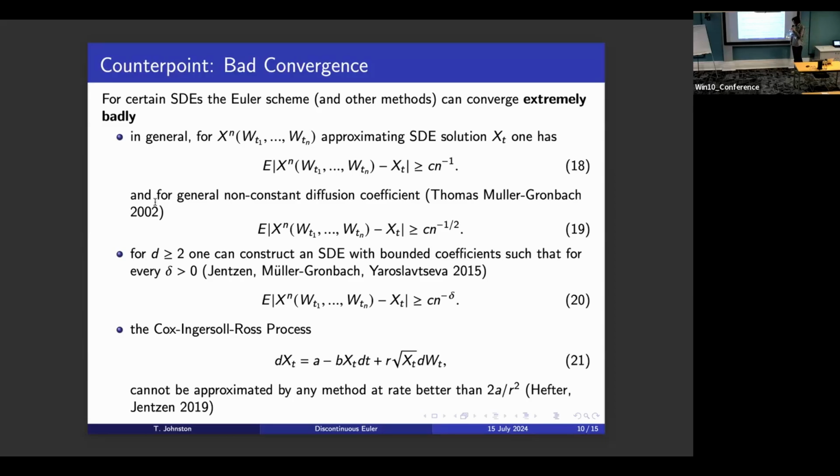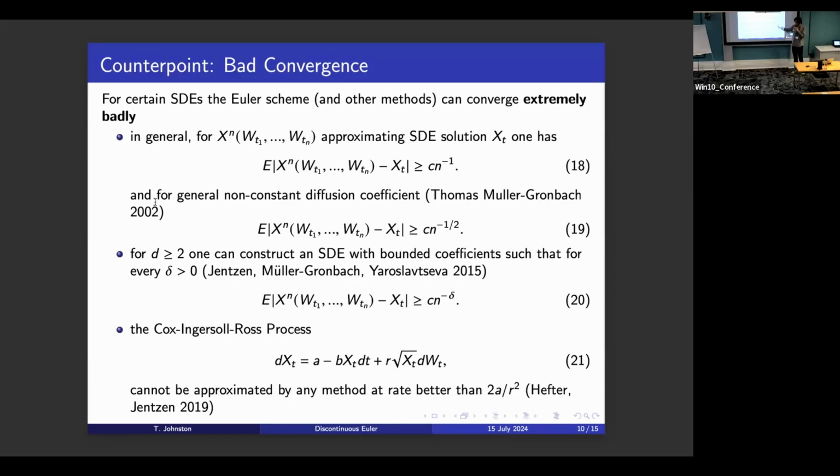There's also a bunch of counterexamples which have been constructed, which show that one can have very bad convergence in numerical methods. Each of these counterexamples has the property that the noise is somehow strange. If one has uniformly elliptic noise, then convergence is usually pretty good. But if the noise is strange in some way, one can have very bad convergence. So for d greater than 2, one can find an SDE with bounded, smooth coefficients such that convergence is not at any polynomial rate. So for any delta greater than 0, the convergence is worse than rate delta.